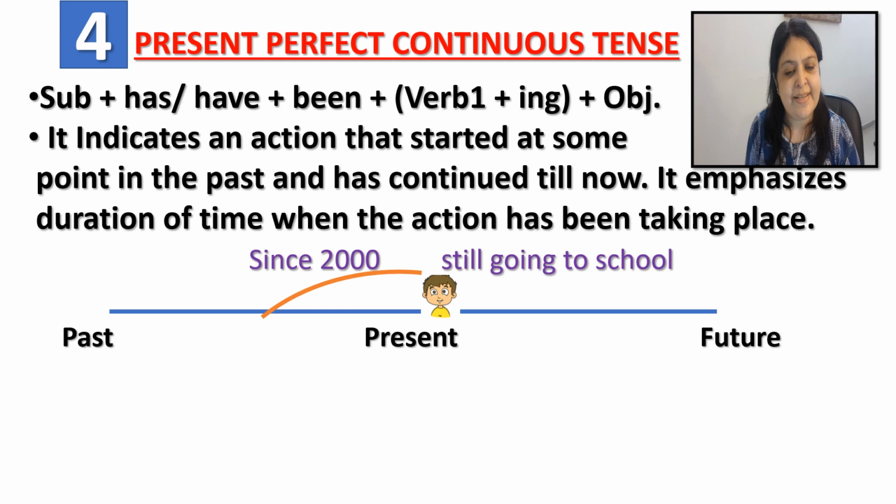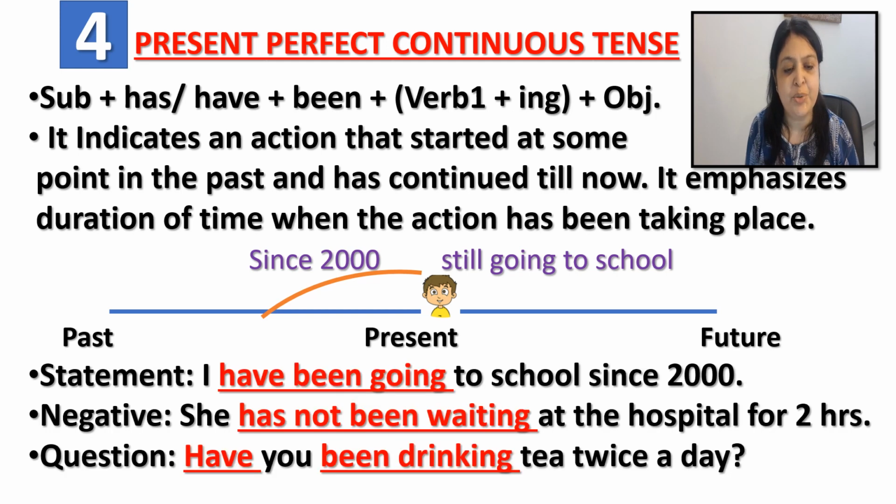So it indicates an action that started at some point in the past and has continued till now. It emphasizes duration of time when the action has been taking place. Statement: I have been going to school since 2000.